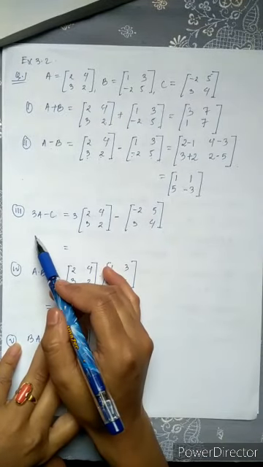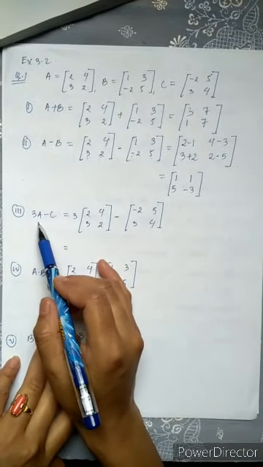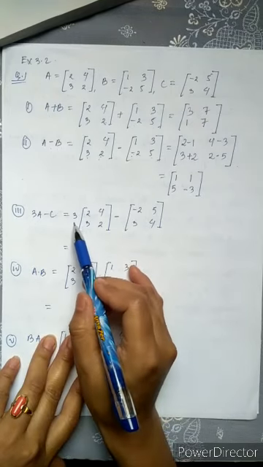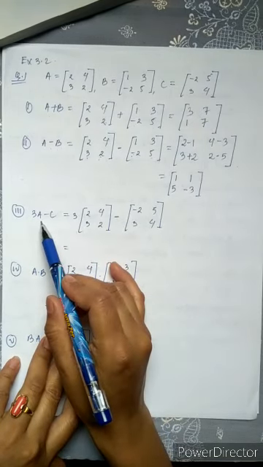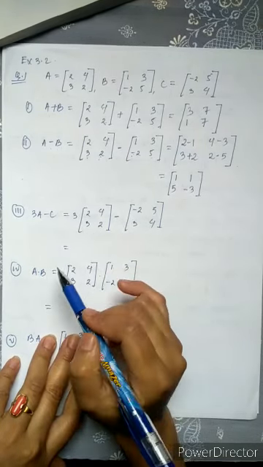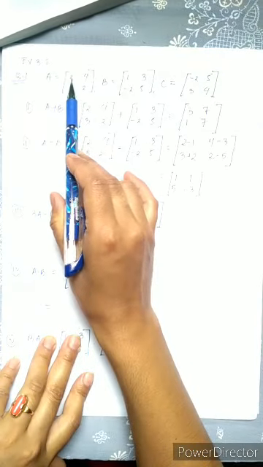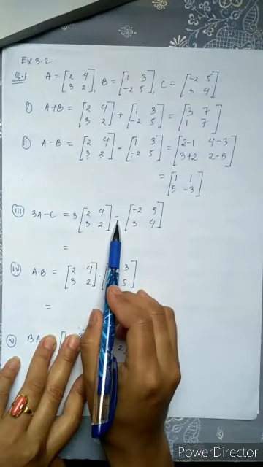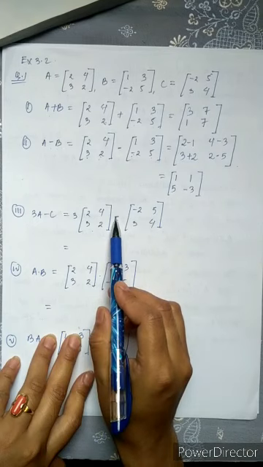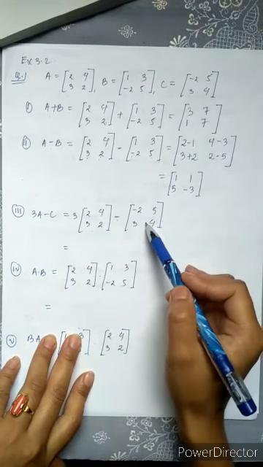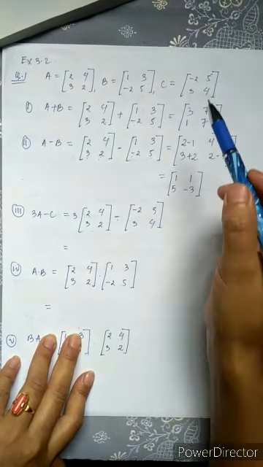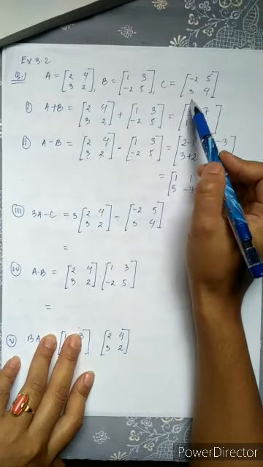For Roman number 3, we have to find the expression 3 times of A minus C. 3 is a scalar multiple of matrix A. Write all the elements of matrix A: 2, 4, 3, 2. Then write C. The elements of the matrix C are first row minus 2, 5, second row 3, 4.